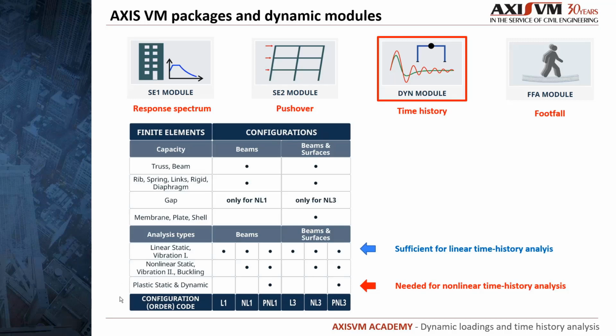This table below presents the different packages using only beams or also surface elements, and with a great variety of analysis methods from linear static and vibrations through buckling and plastic nonlinear solvers. The basic package is actually sufficient for linear time history analysis, but PNL 1 or 3 is needed for nonlinear problems.